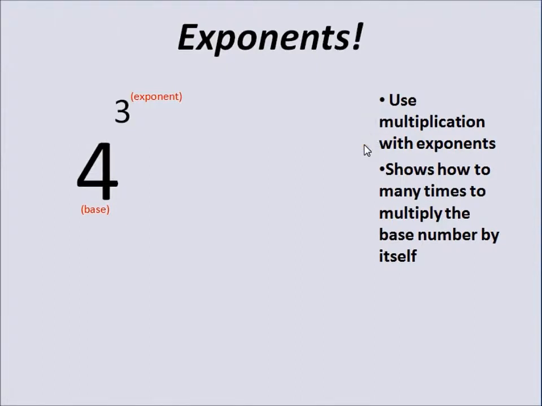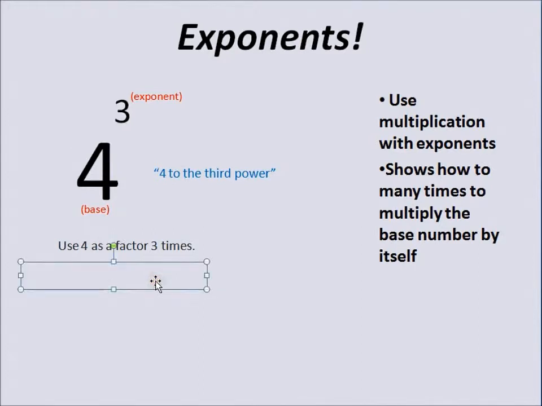We know we're going to use multiplication, and this exponent shows us how many times to multiply the base number by itself. You see this written like this, and it's read 4 to the third power. This shows us that we're going to use 4 as a factor 3 times when we make our multiplication expression or a multiplication sentence.